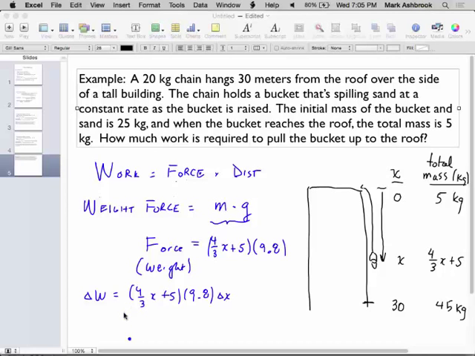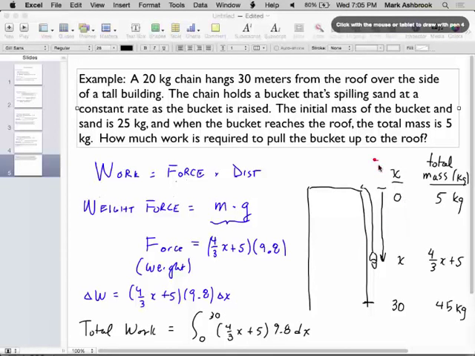And so then the total work is the integral from 0 to 30 of 4/3, so dW basically. So this is our dW. So it's summing up all the little bits of work. Okay, so this should have been the easy part.